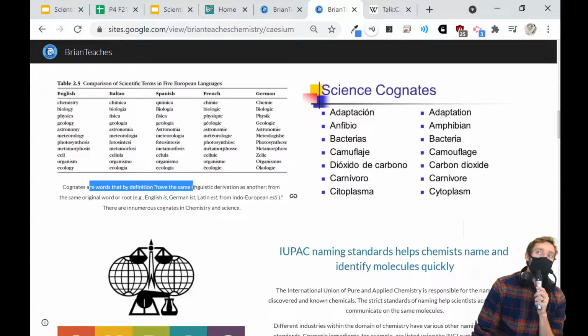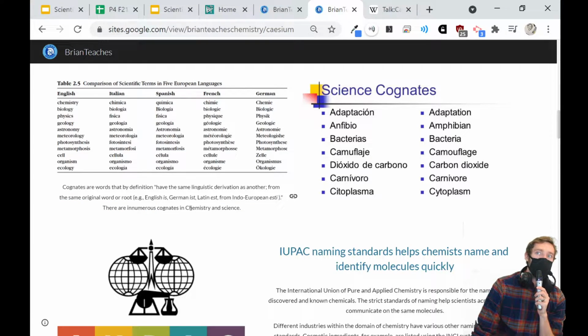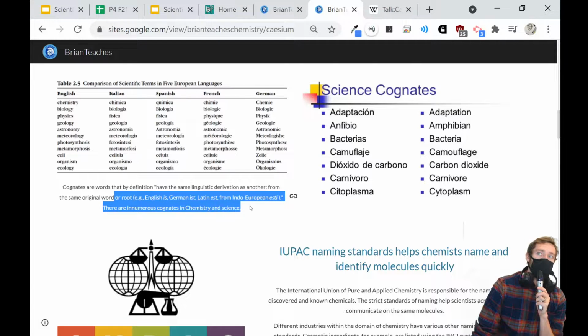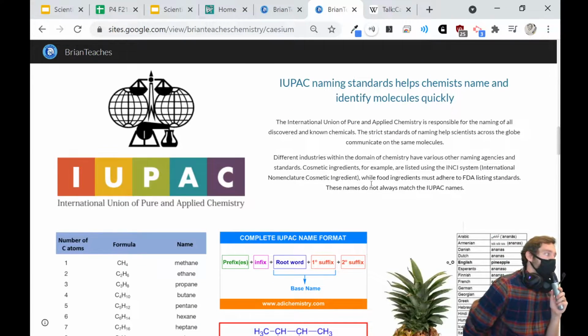Cognates are words that by definition have the same linguistic derivation as another from the same root word. So those are cognates, and we're going to do a little activity on cognates.